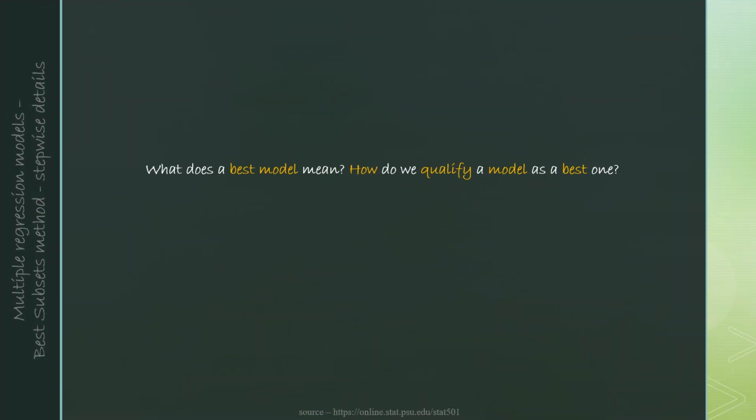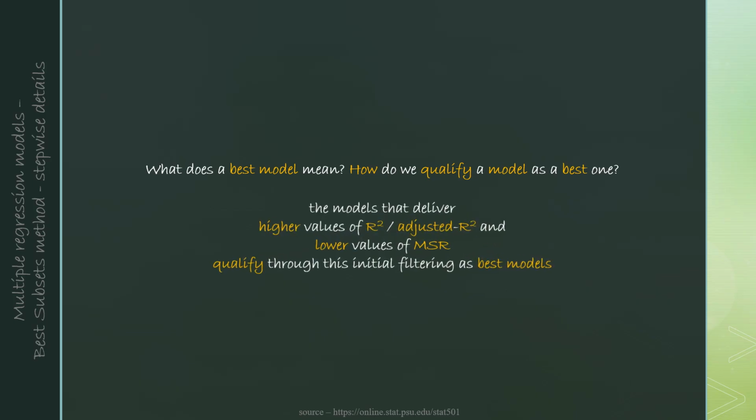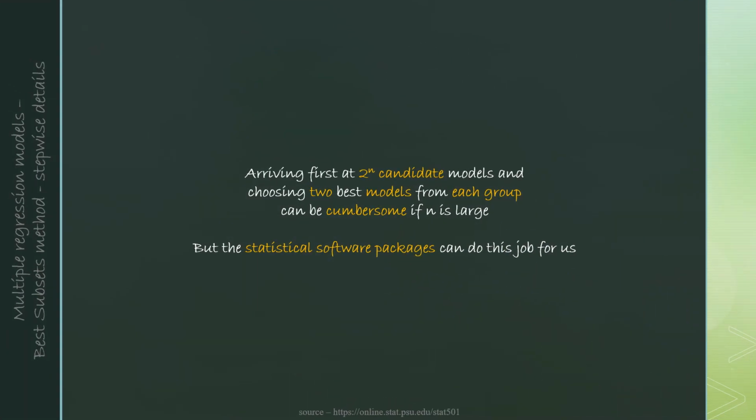We use the term two best models for each group repeatedly above. What does a best model mean? How do we qualify a model as a best one? Typically, the models that deliver higher values of R square and adjusted R square and lower values of mean residual sum of squares, MSR, qualify through this initial filtering as best models. Arriving first at 2 raised to the power n candidate models and choosing two best models from each group can be cumbersome if n is large, but the statistical software packages available can do this job for us.